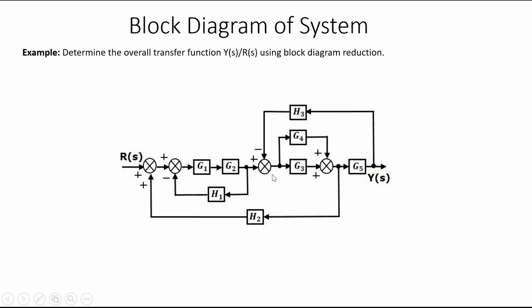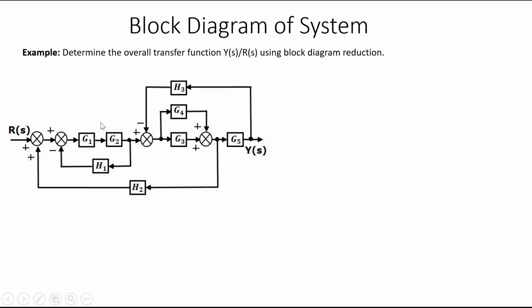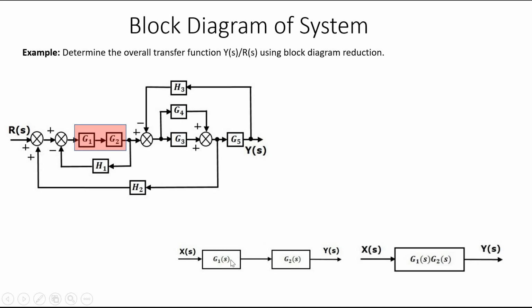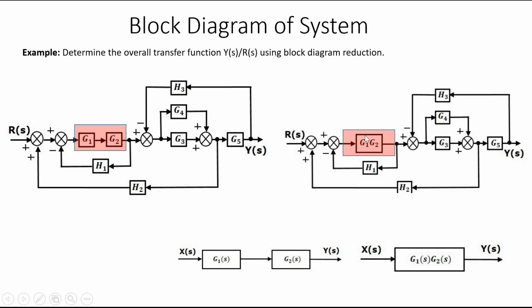So we can start. Looking here, G1 and G2 are in a series connection. So this can be replaced by a single block having the value G1(s) into G2(s). So here the values are G1 and G2, so it can be replaced by a single block G1 G2. So this is reduced. Now these two blocks are reduced into one.